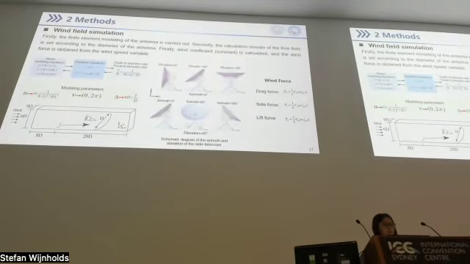Part 2. Firstly, the finite element modeling of the antenna is carried out. Secondly, the calculation domain of the flow field is set according to the diameter of the antenna. Finally, the wind coefficient is calculated, and the wind force is obtained from the wind speed variable.